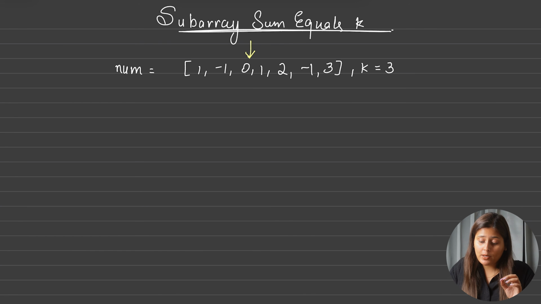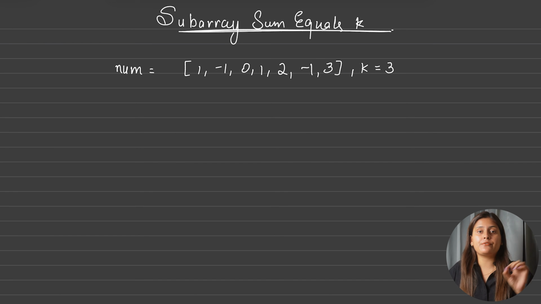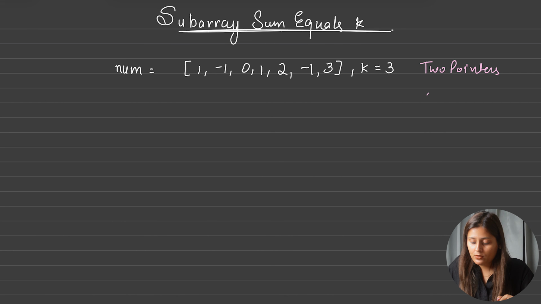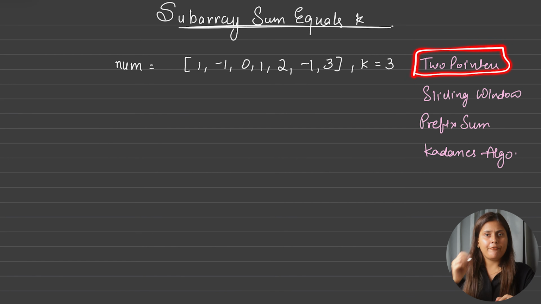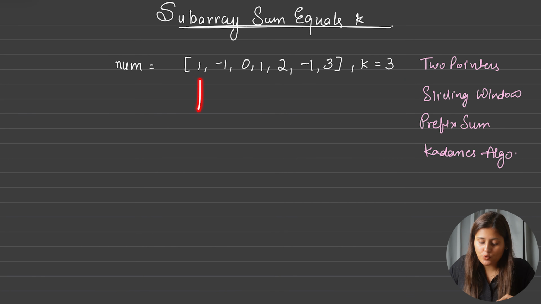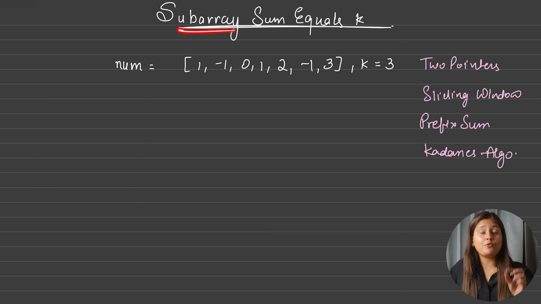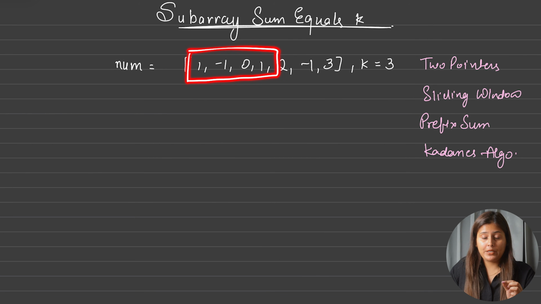Correct? So whenever we talk about optimization, we always consider 4 different patterns of arrays which we have learned in the very first video of this playlist. And those patterns, if you remember, were two pointers, sliding window, prefix sum, and Kadane's algorithm. Two pointers we use whenever we need exactly 2 points and nothing in between. But here we have to calculate the subarray sum, so we care about everything in between. So we can ignore two pointers.